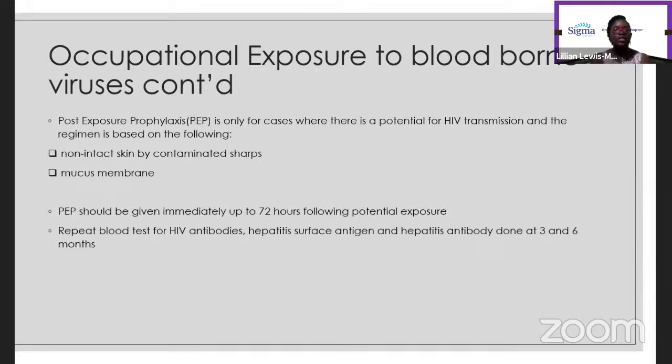All right. So it should be given immediately, up to 72 hours following your exposure. And there is a repeat blood test for your HIV antibodies, hepatitis surface antigen, and hepatitis antibodies, and this is done at 3 and 6 months respectively. During this time of waiting to have your repeat test done, it's important that if you are sexually active, you make sure that you use your condom, because you don't want to be exposed otherwise to HIV/AIDS and then think it may have been that needle stick injury. So there are some things that you will have to do during that time.